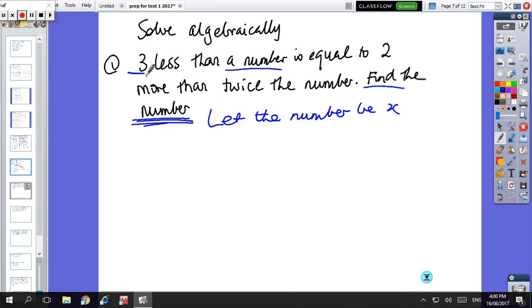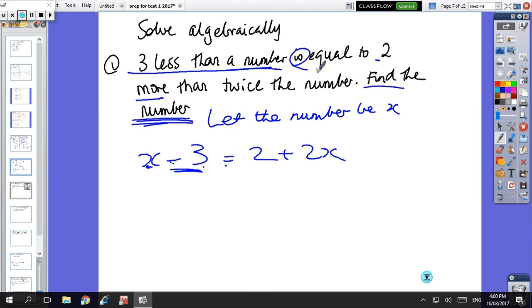It says 3 less than a number is equal to 2 more than twice the number. I have to read all the way through. So 3 less than a number is equal to 2 more than twice the number.